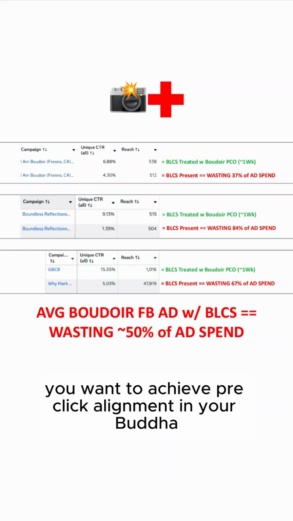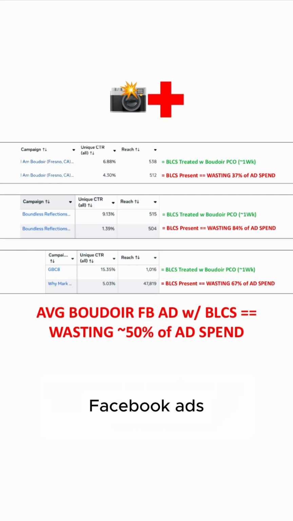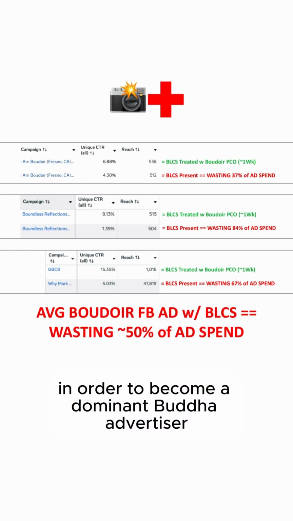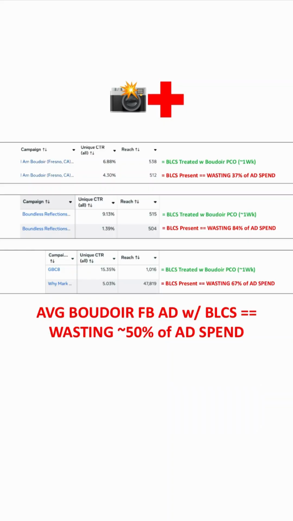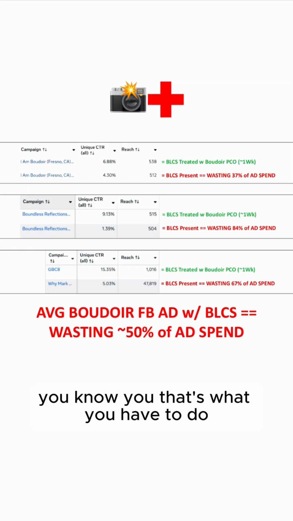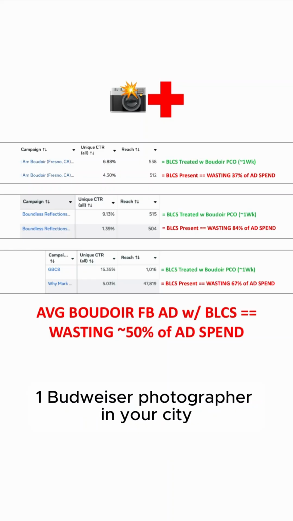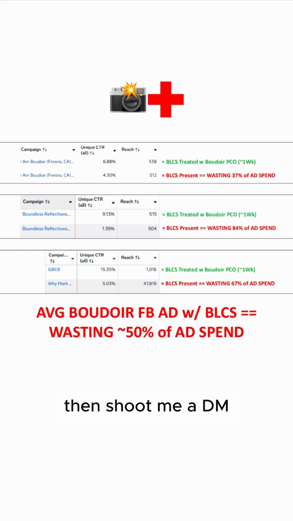And you want to achieve pre-click alignment in your Boudoir Facebook ads in order to become a dominant Boudoir advertiser and achieve Boudoir brain entry boost, because that's what you have to do on your path to become the number one boudoir photographer in your city. Then shoot me a DM.